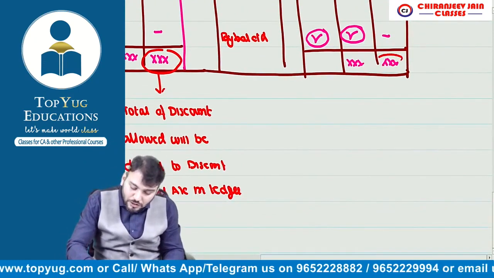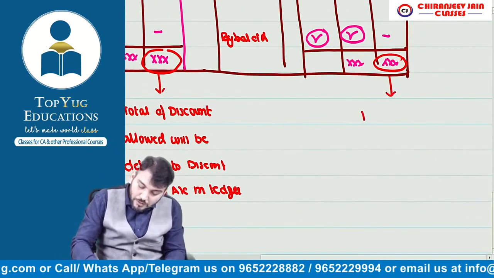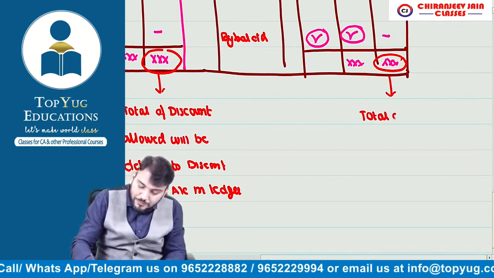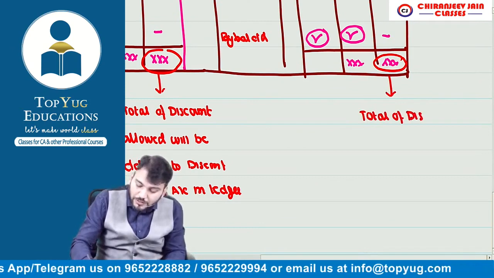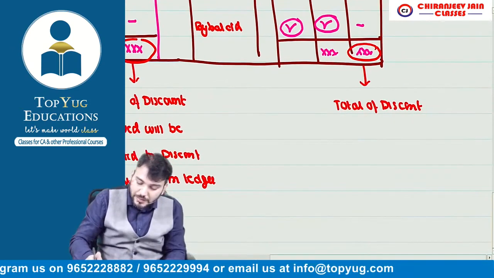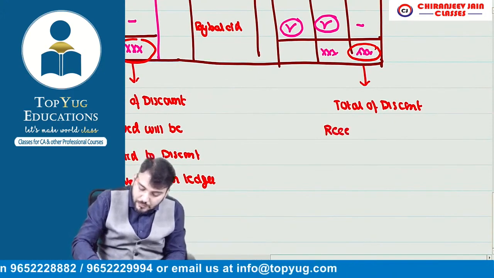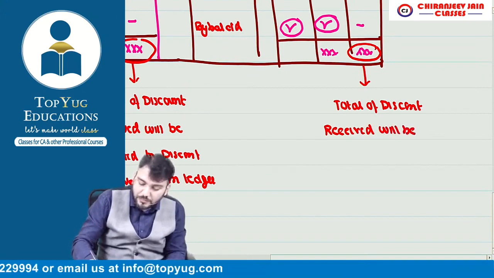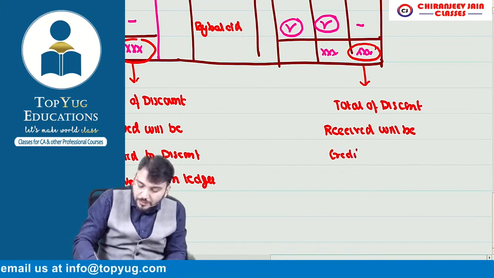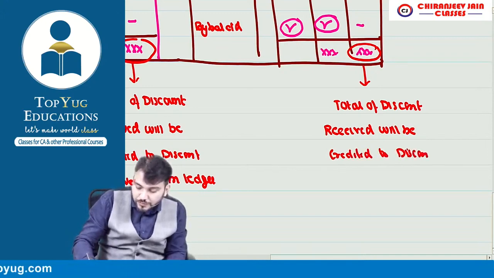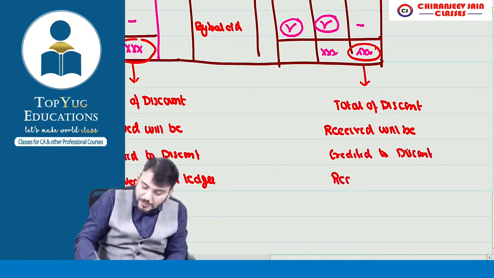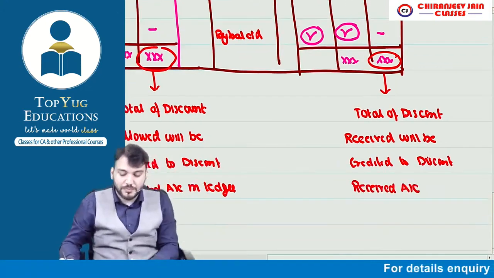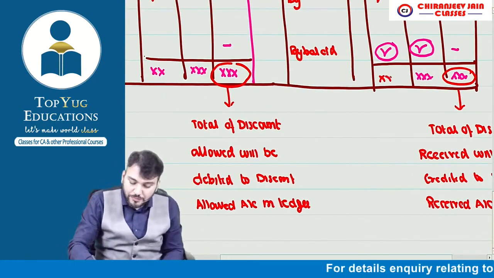Similarly, the total of discount received will be credited to discount received account. Correct? Have you understood this point?